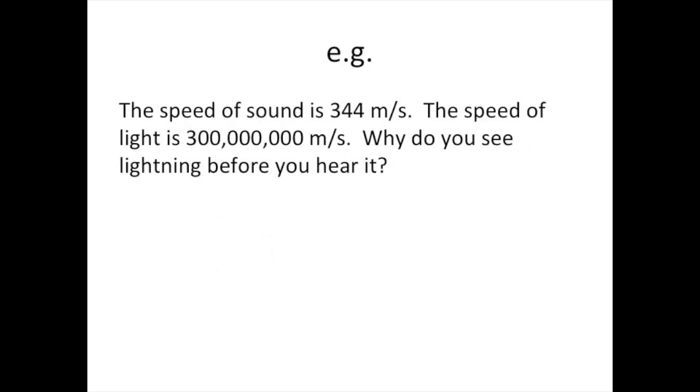Okay. Now the speed of sound is 344 meters per second. The speed of light is 300 million meters per second. So why do you see lightning before you hear it? Right. It's really simple, because light is so much faster than sound.